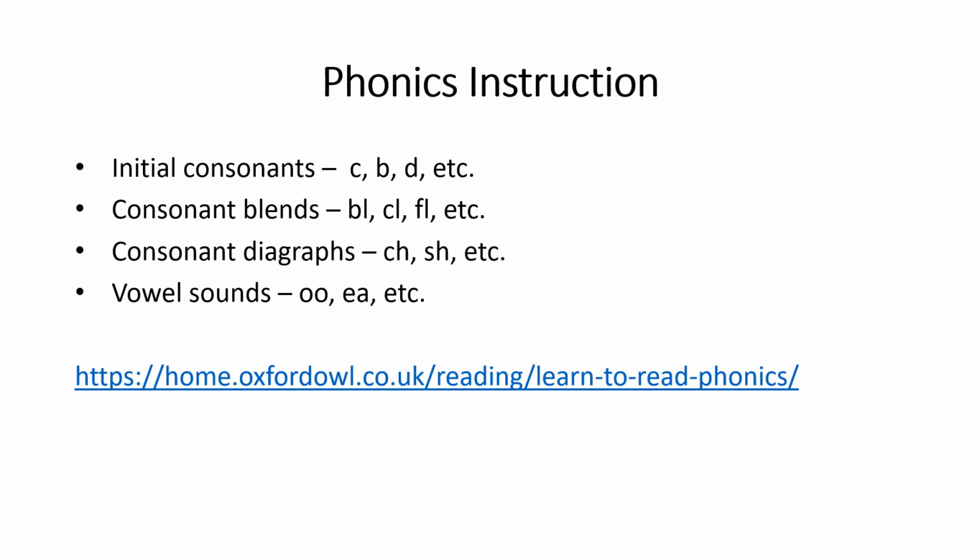So in phonics instruction, we teach first of all initial consonants like k, b, d, then consonant blends. Interestingly, blends are basically two sounds combined together by two different alphabets, but these two alphabets come together in reading a lot of times, so that's why we teach them together rather than separately. So blends can be bl, tl, fl, etc. Then we teach consonant digraphs like ch, sh, etc. and then the vowel sounds.